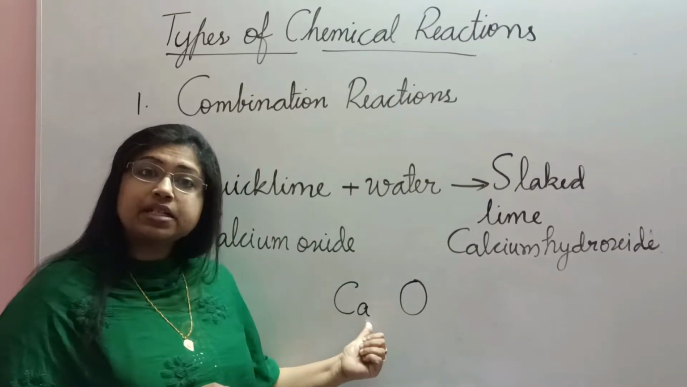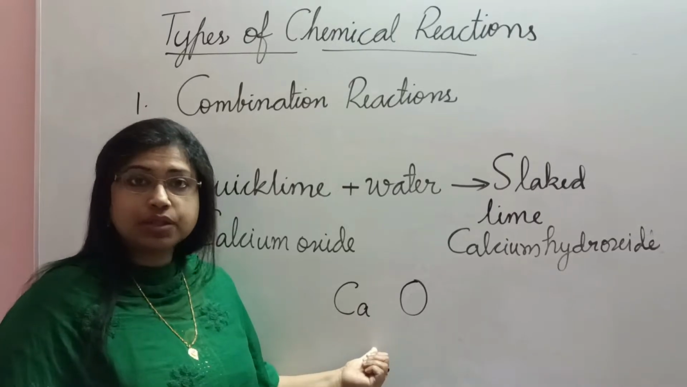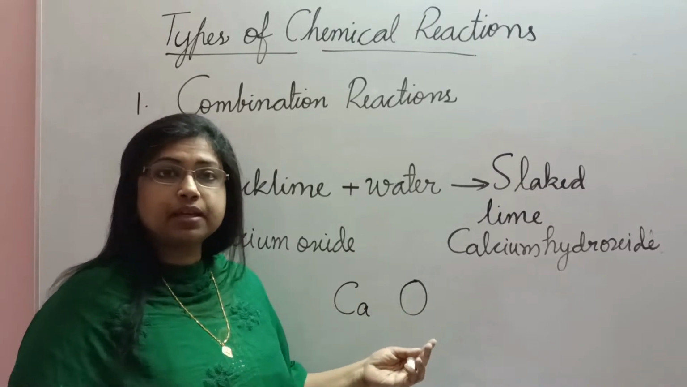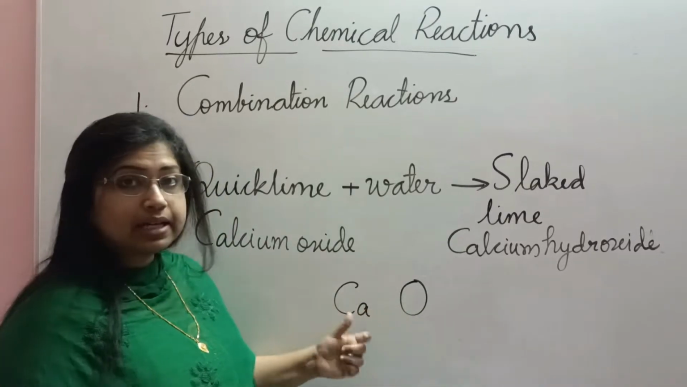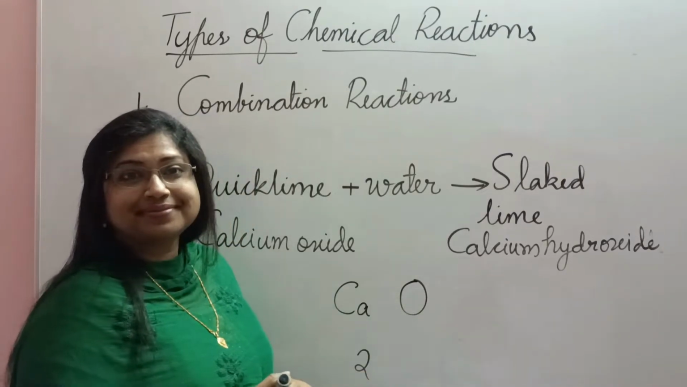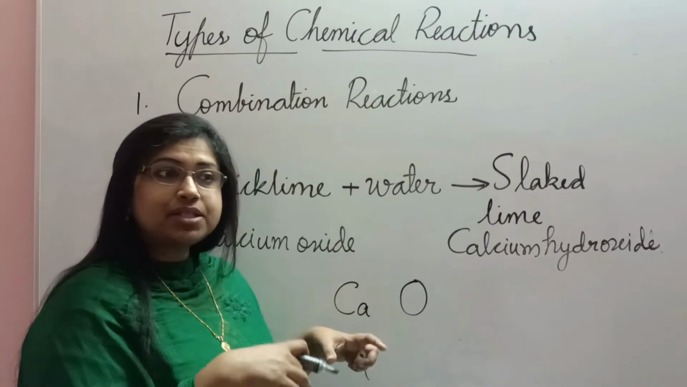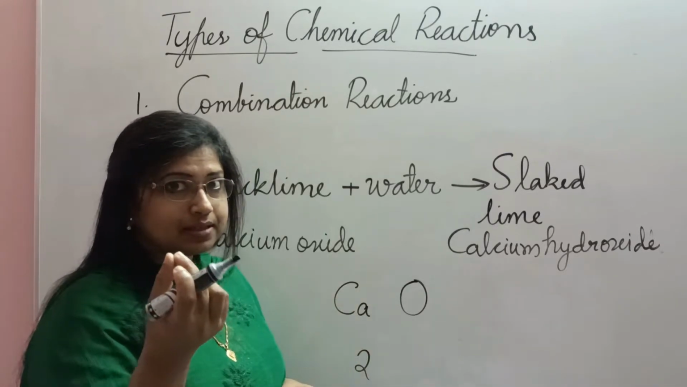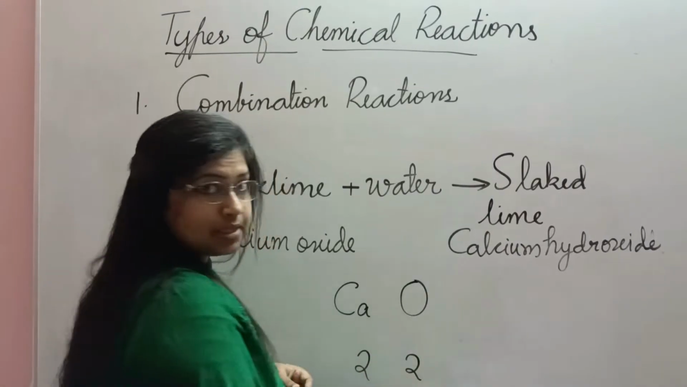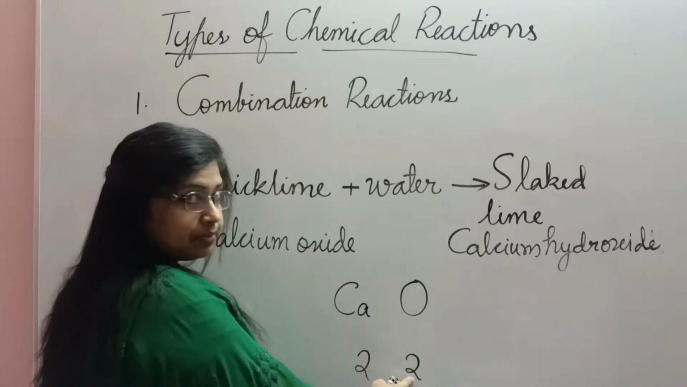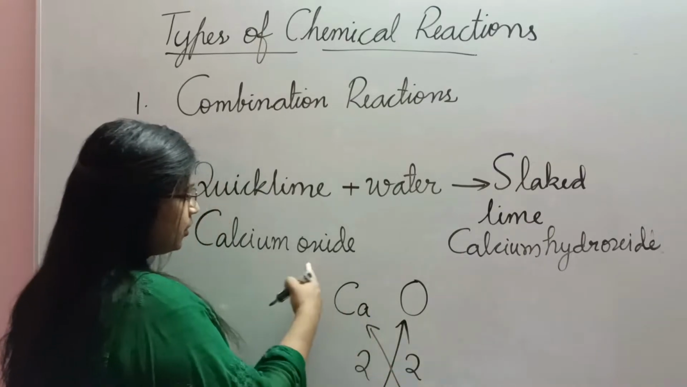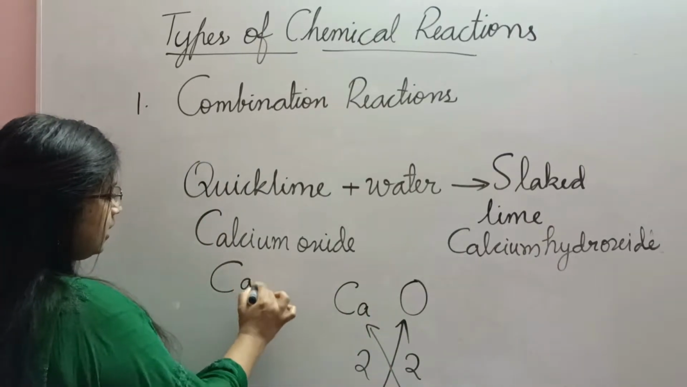Now, the valency of calcium is 2. It is a group 2 element. So all the elements in group 2, like magnesium, calcium, barium, etc., have a valency 2. What is the valency of oxygen? We have discussed it earlier. The valency of oxygen is 2 because it has 6 electrons in the valence shell. It needs 2 more electrons. So the valency of oxygen is 2. Now see, both are the same numbers. The simplest ratio is 1:1. So the formula of calcium oxide is CaO.